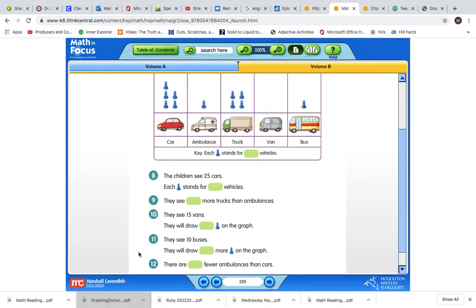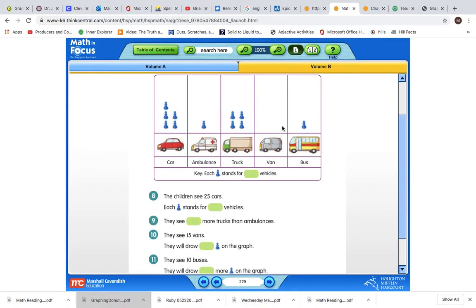For number 10, it says they see 15 vans. They will draw blank symbols on the graph. So you can see for vans, they haven't done anything yet. So how many symbols would we need to draw to represent 15 vans? And we're counting by 5. So one symbol would be 5 vans, two symbols, 10 vans, three symbols would be 15. So you would be drawing 3 symbols.